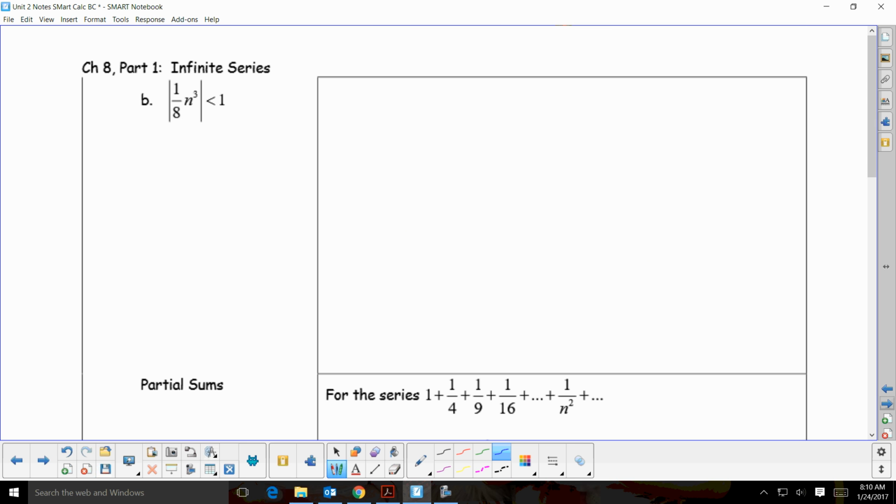Okay, last one of those. What do you think I would do before I start graphing from what I said the other day? Multiply by 8. Because the absolute value of 1/8 is still just 1/8. So I'm going to do the absolute value of n cubed is less than 8.